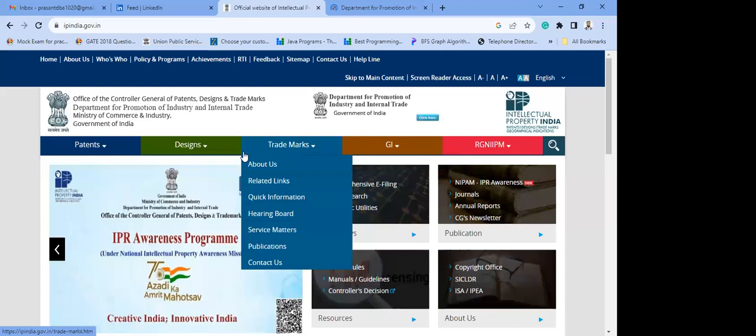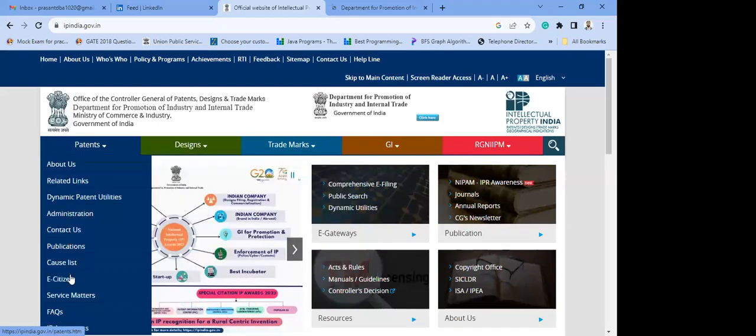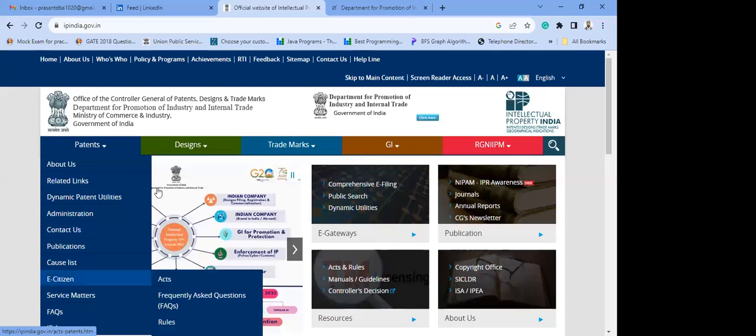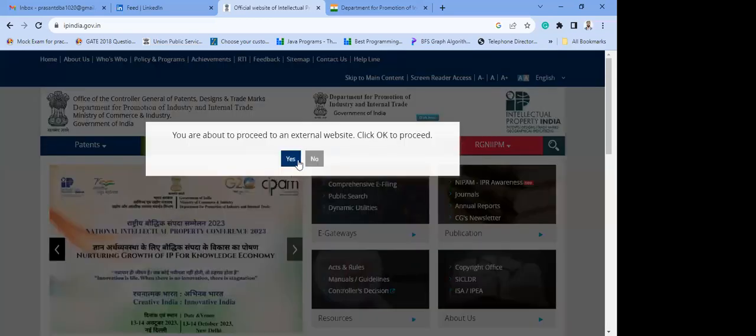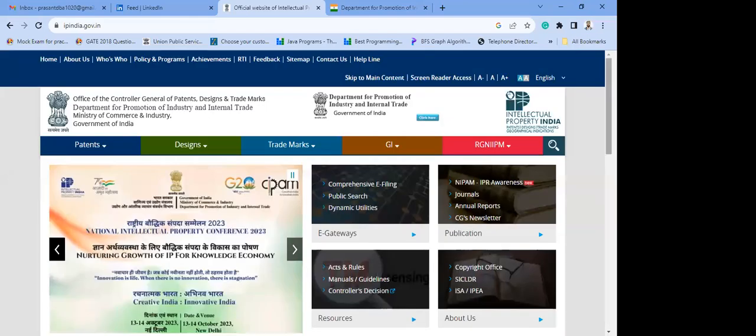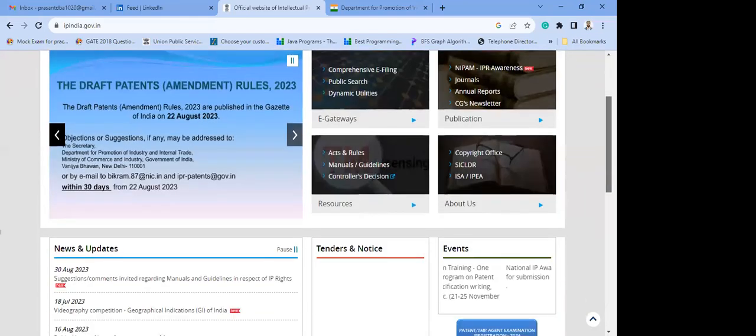We can click the trademark. This is the design patent area. This is the simple patent area. We can download our published patent details. Whenever the journal is published, all the journal details will be available here. It will always open in a new tab. So all the information is available here.